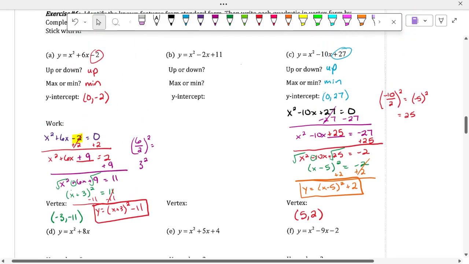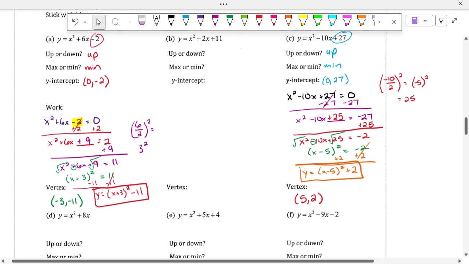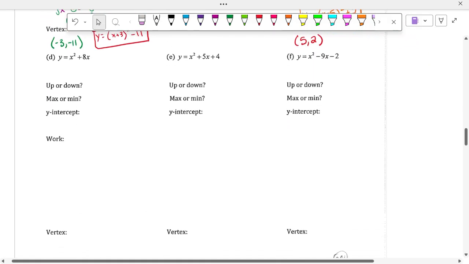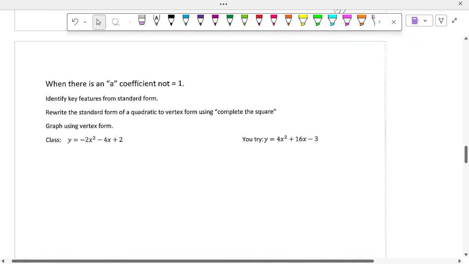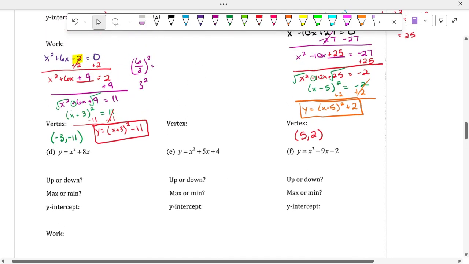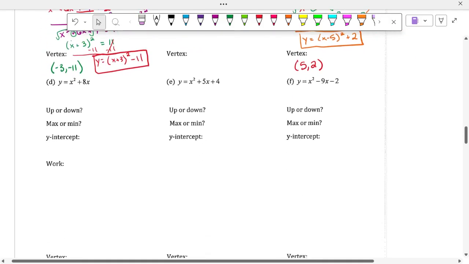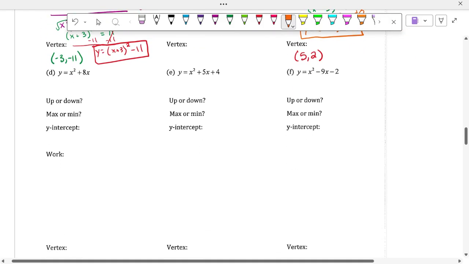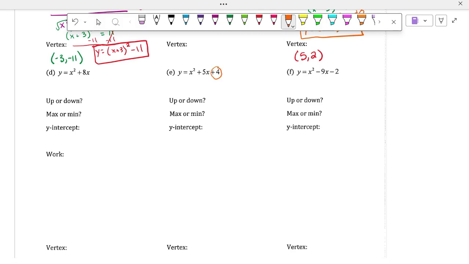Now, I'm going to do one more, and then the other 3, I'm going to have you guys try on your own, and that'll also be part of your homework. All right. So I'm going to do letter E. At my y-intercept, which is at 0, 4, A value is positive, so it's opening up, and it's a minimum. Almost all of these will always be up, minimum, because we're not dealing with an A value that's anything but equal to 1.